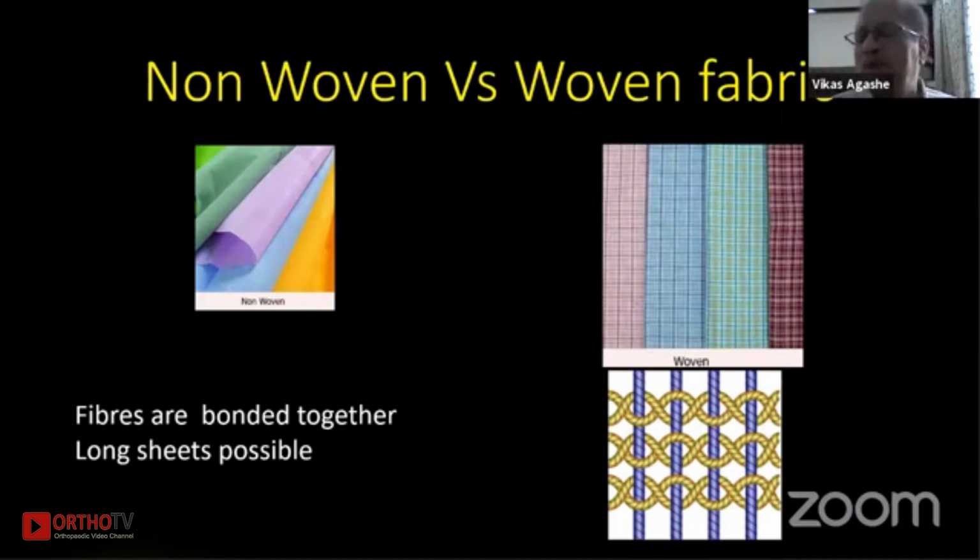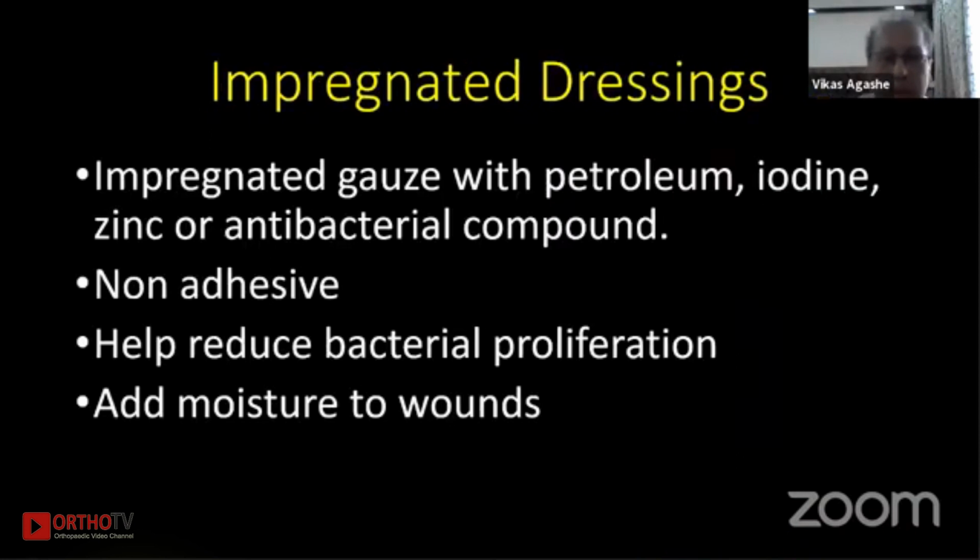So non-woven fabric is used in these ready-made dressings. They are not woven fibers, but these fibers are bonded together, and you can have large sheets. Now these gauze pieces can often be impregnated with petroleum, iodine, antibacterial compounds, etc. They make them non-adhesive and supposedly decrease the chances of bacterial proliferation.